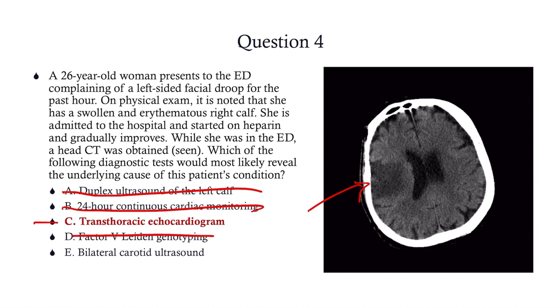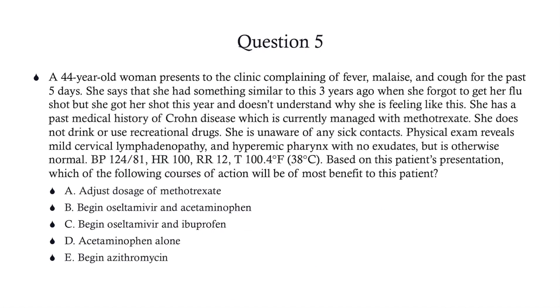And these are usually going to be older people. They have some atherosclerosis of the carotids, and we can look at the carotids that way. But it's highly unlikely that an otherwise healthy 26-year-old is going to have atherosclerosis of her carotid arteries. So that is out, leaving the transthoracic echo.